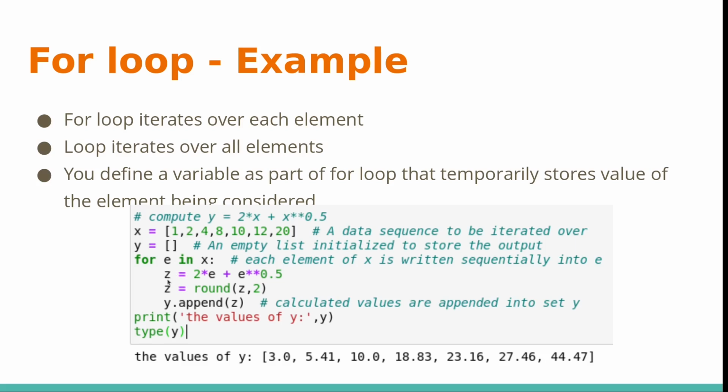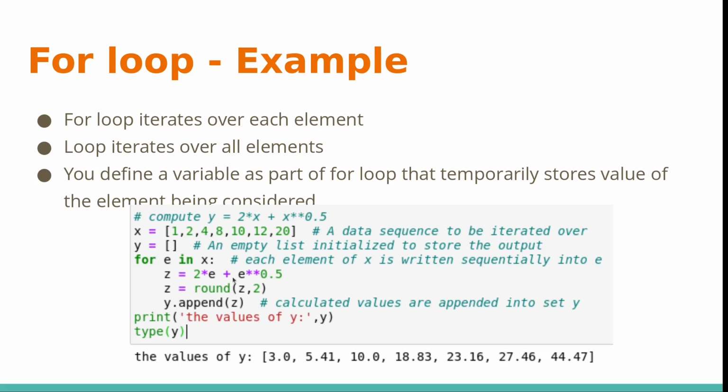And then in the code blocks, notice that the code block is indented. And then I put z is equal to 2 times e plus e raised to the power of 0.5. I'm also going to round this to 2 decimal places. Whatever I have calculated here shows up here on the right-hand side. And I'm going to round it up to 2 decimal places and essentially overwrite it back into that z.